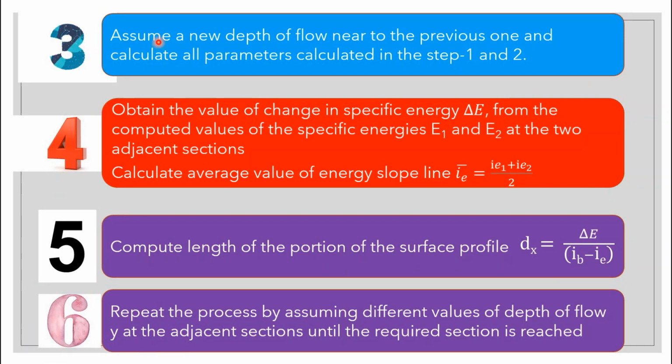Now the third step is to assume a new depth of flow near to the previous one which was given, and calculate all parameters according to the new depth. All the parameters which were calculated in step 1 and step 2, that is area, perimeter, radius, V square by 2g, specific energy and energy line slope. So all these 7 parameters should be calculated for the next depth that we are assuming.